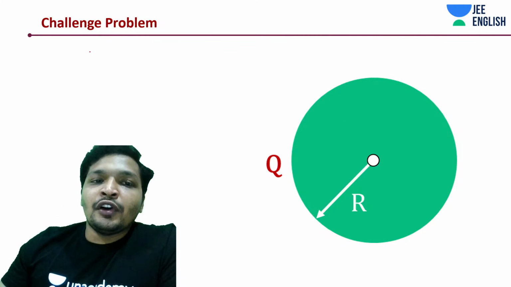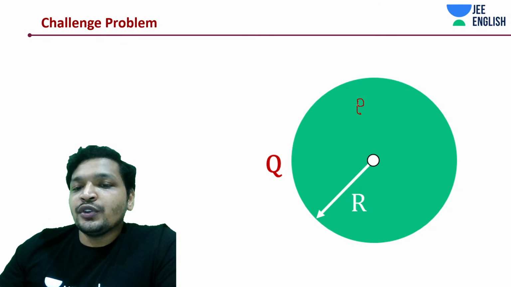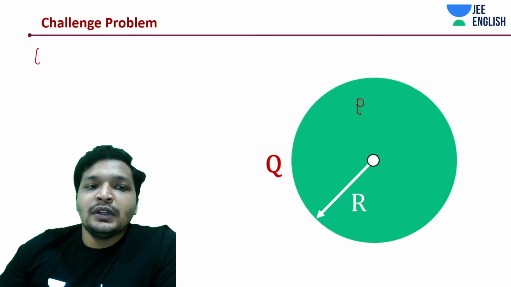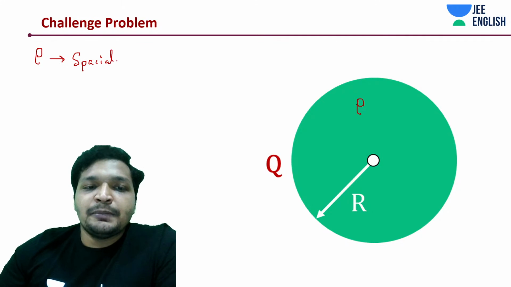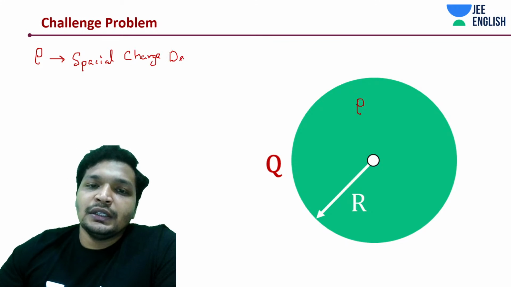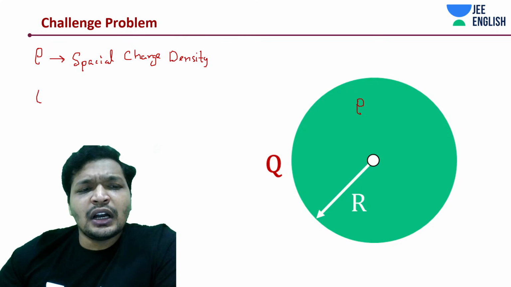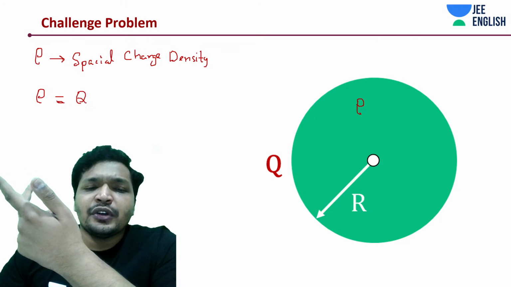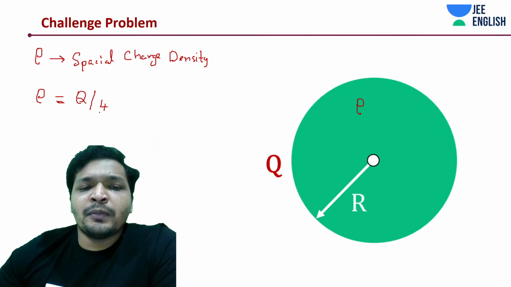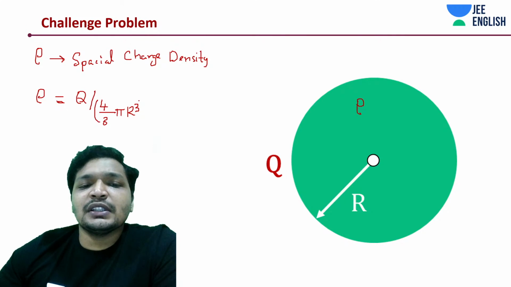First of all, I'm not going to talk about Q, but rather rho, since the charge is uniformly distributed across its volume. That is going to be the spatial charge density, or volumetric charge density, rho, which is going to be a constant value in this case because it's uniformly distributed. That's going to be Q divided by 4 by 3 pi r cube, which is nothing but charge by volume. Let's keep this value as it is.